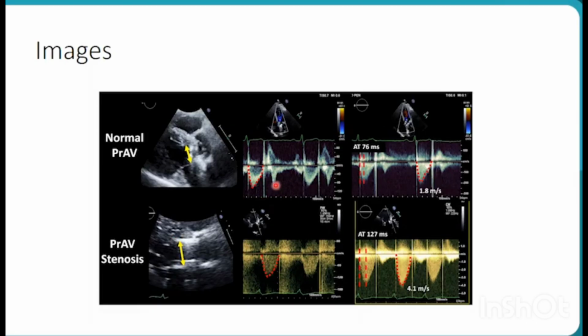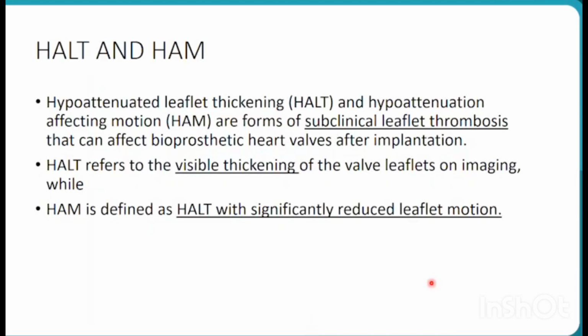So in this example, when compared to figure 1, this has a rounded shape, the acceleration time is also higher, and the other has a triangular shape. So it is 76 versus 127 milliseconds. The velocity across this aortic valve is 4.1 versus 1.8. So the figure below is suggestive of prosthetic heart valve stenosis, aortic valve stenosis.